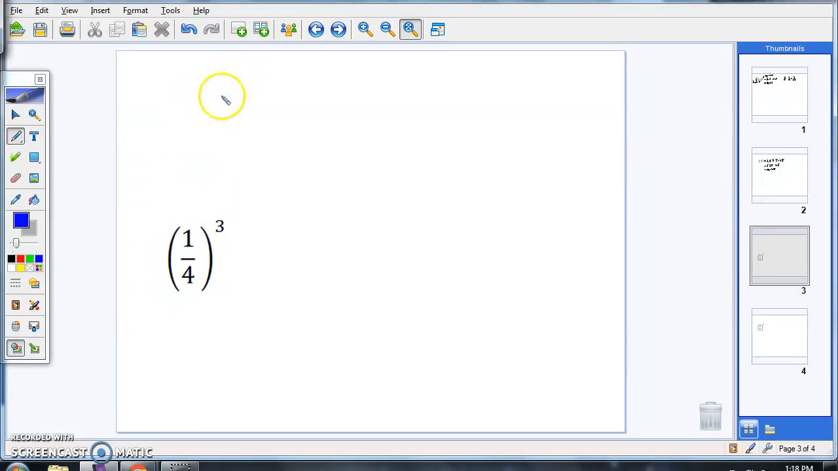Welcome to Exponents with Fractional Bases. After that long and boring decimal video, this one should draw a clear line.